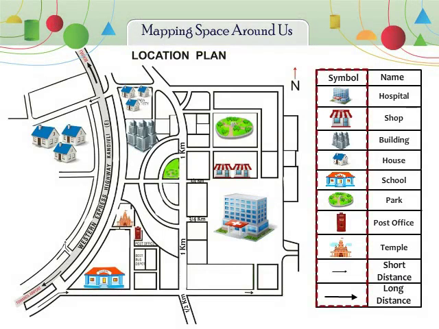Sahil uses different symbols for different landmarks. Longer lines have been drawn for longer distances, and short lines have been used for shorter distances. He has drawn a map with a scale. Symbols and distances will help us to read the map easily.